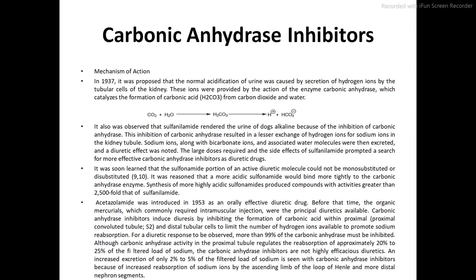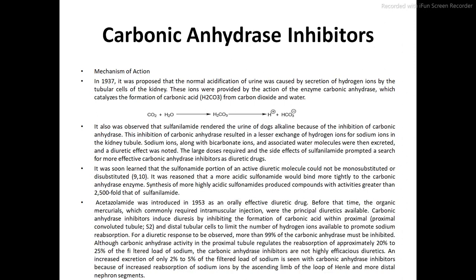The first sulfonamide was acetazolamide, and it was introduced in 1953 as an orally effective diuretic drug. Before the use of acetazolamide, the organic mercurials, which commonly required intramuscular injection, were the principal diuretics available. These organic mercurials were used to show the diuretic effect and were given by intramuscular injection.